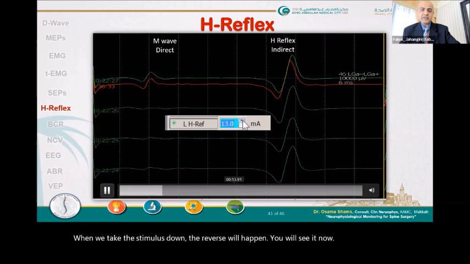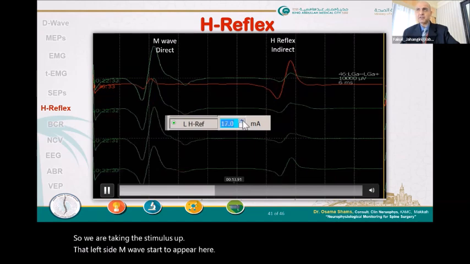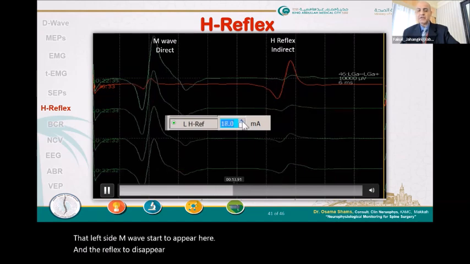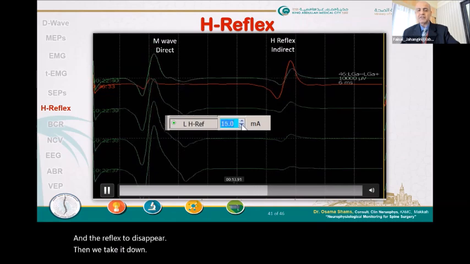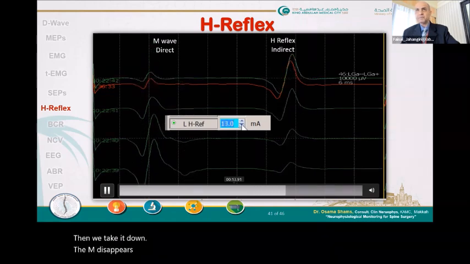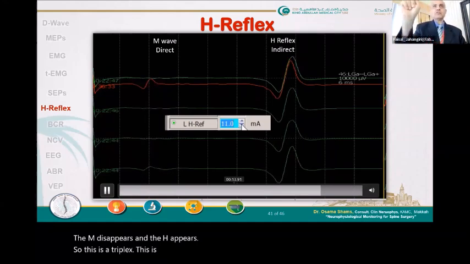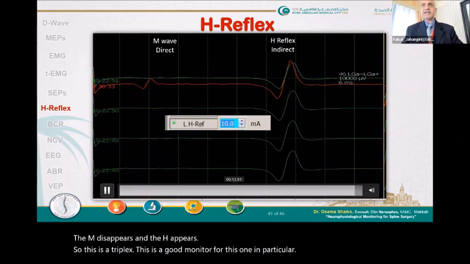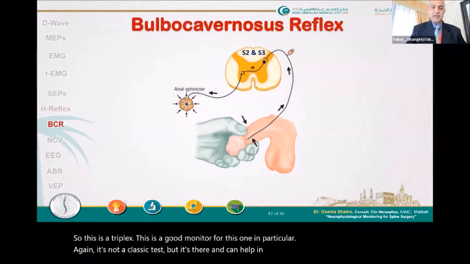So we are taking the stimulus up. On the left side the M wave starts to appear here, and the H reflex disappears. Then we take it down. The M disappears and the H appears. So this is the H reflex. This is a good monitor for S1 in particular. Again, it's not a classic test, but it's there and can help in such cases.